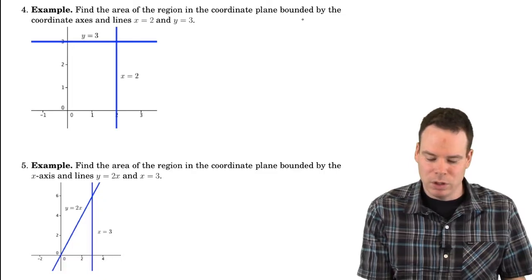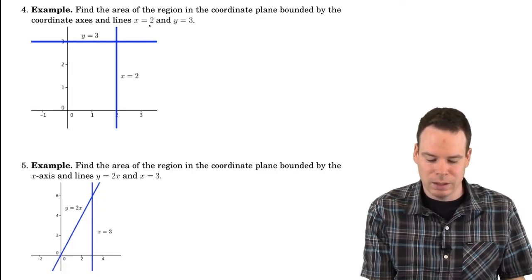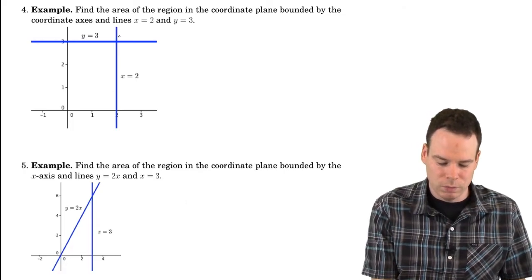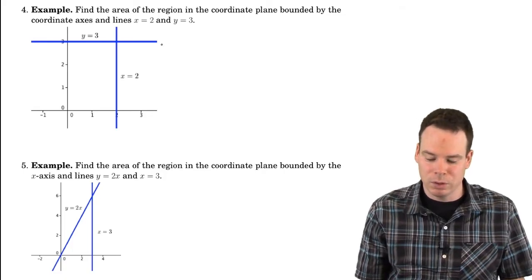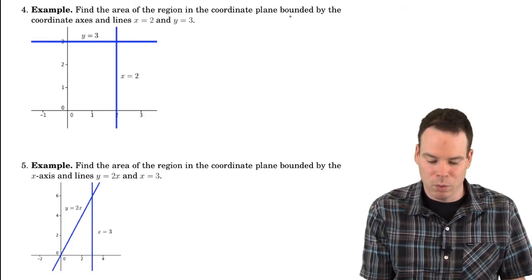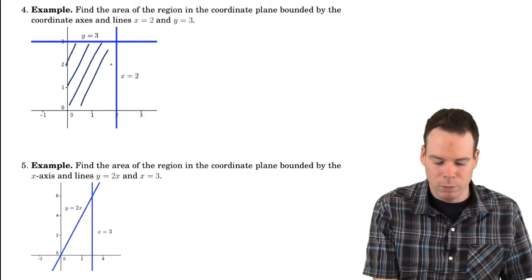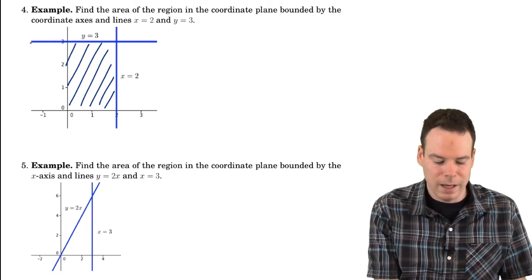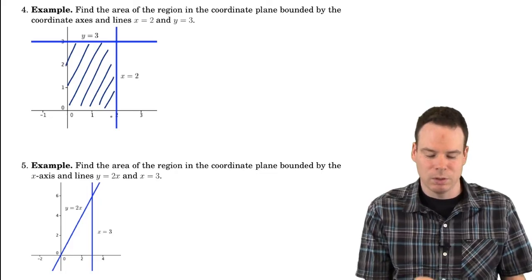Find the area of the region in the coordinate plane bounded by the coordinate axes and the lines x equals 2, y equals 3. So I've got the vertical line x equals 2 and the horizontal line y equals 3 sketched. And we also want the region that's bounded by the coordinate axes. So we're talking about this region here, and we want to know its area. In some sense you can think of this as the area under the curve y equals 3 between x equals 0 and x equals 2.